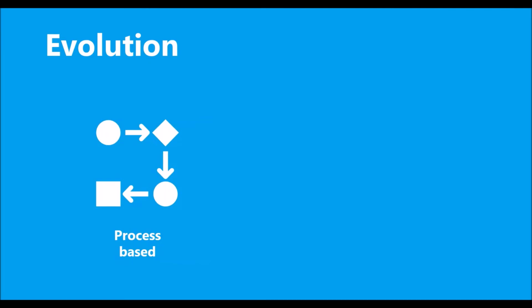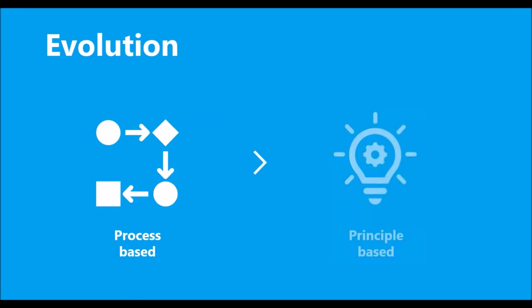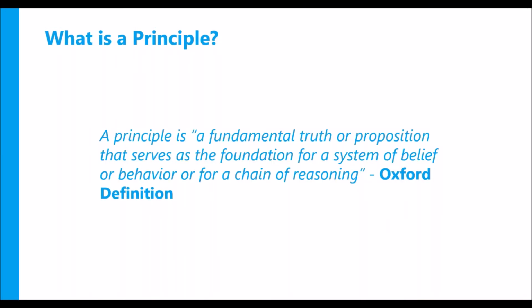So how has project management evolved? I have shown you that we have moved from process-based project management to today it's more or less principle-based. Okay, and why has this come? Why do we need principles? Let us understand what is a principle, right? The definition of principle is that it is a fundamental truth or proposition that serves as a foundation for a system of belief or behavior or for a chain of reasoning, right?